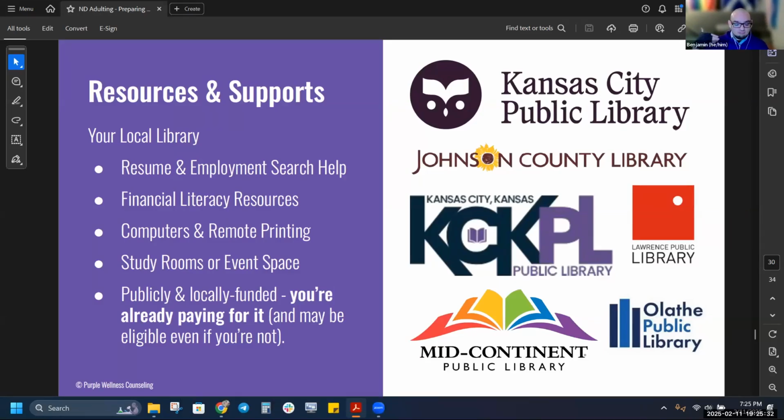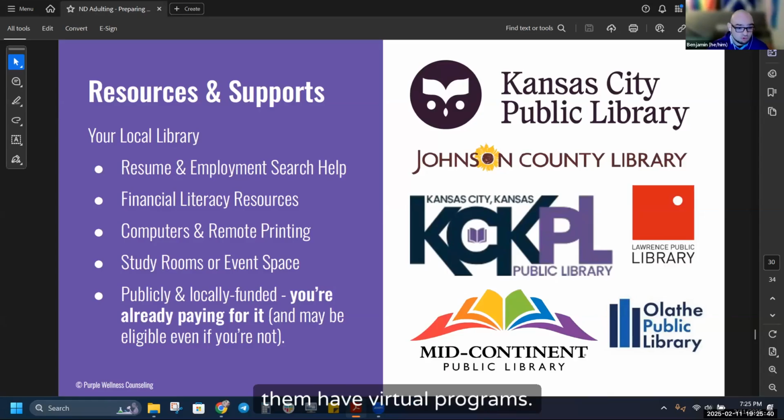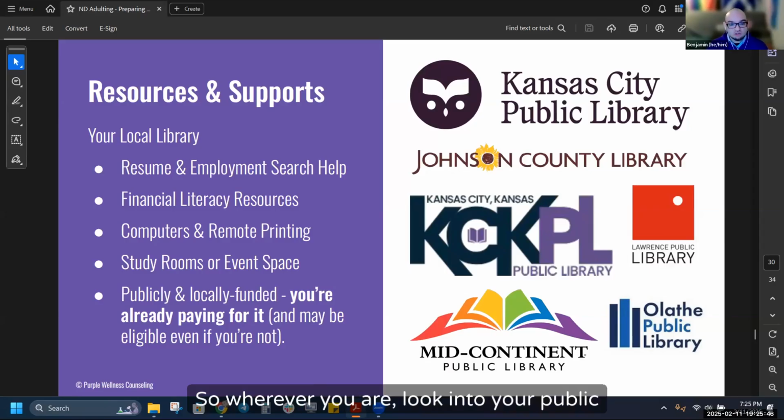And even if you don't live within the area that these libraries are funded in, many of them have virtual programs, or if you're in the region, you're still eligible to use the resources and get a library card there. So wherever you are, look into your public library, see what's available there.